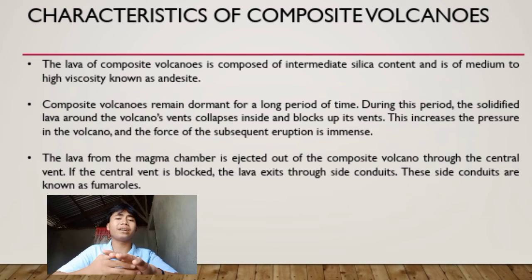Lastly, the lava from the magma chamber is ejected out of the composite volcano through the central vent. If the central vent is blocked, the lava exits through side conduits. These side conduits are known as fumaroles.